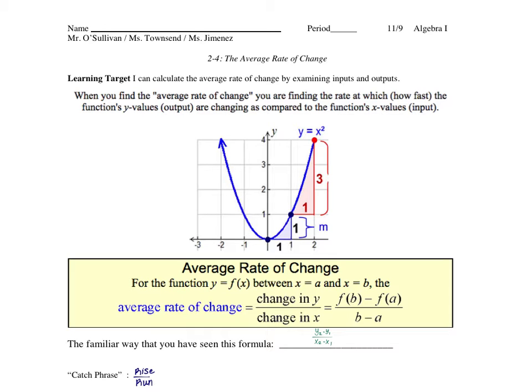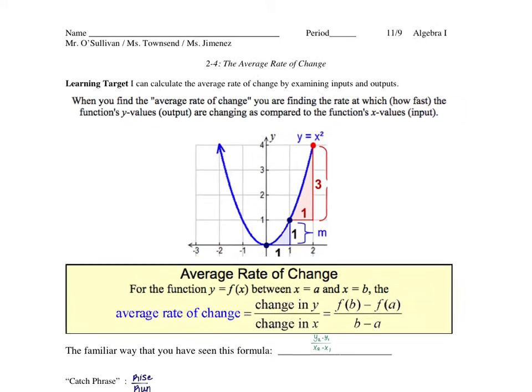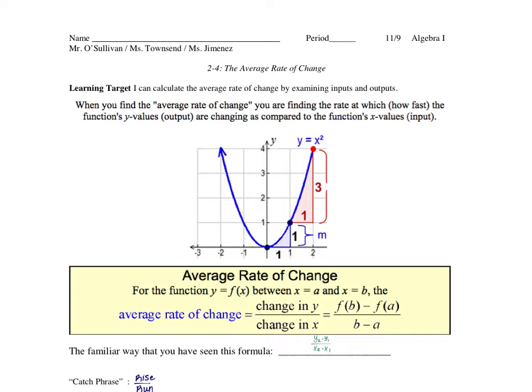Okay, so today's lesson is the average rate of change. You actually have done the average rate of change before. You just didn't really hear that phrasing used. So today's learning target is: I can calculate the average rate of change by examining inputs and outputs, and we're going to be looking at 3 different situations. We're going to be looking at a table of values, a graph, and a function.